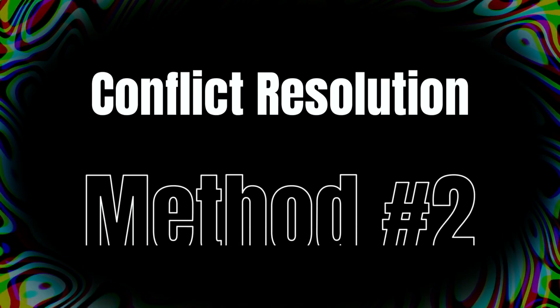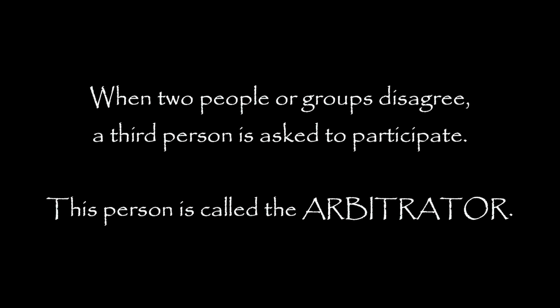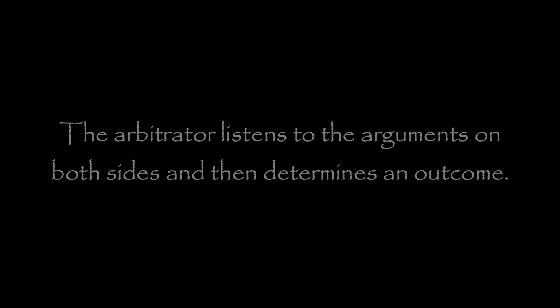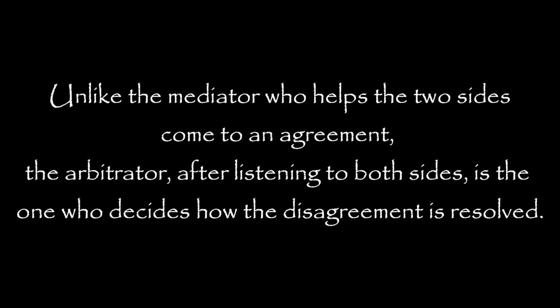Conflict resolution method number 2. Arbitration. When two people or groups disagree, a third person is asked to participate. This person is called the arbitrator. The arbitrator listens to the arguments on both sides and then determines an outcome. Unlike the mediator, who helps the two sides come to an agreement, the arbitrator, after listening to both sides, is the one who decides how the disagreement is resolved.